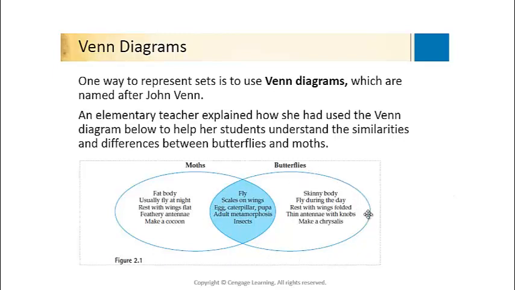Inside each of these circles would be the description of both butterflies and moths, but where we have this overlapping would be the things that apply to both moths and butterflies. The things that are on the outside would be those things that only apply here to butterflies, and over here would be just moths.